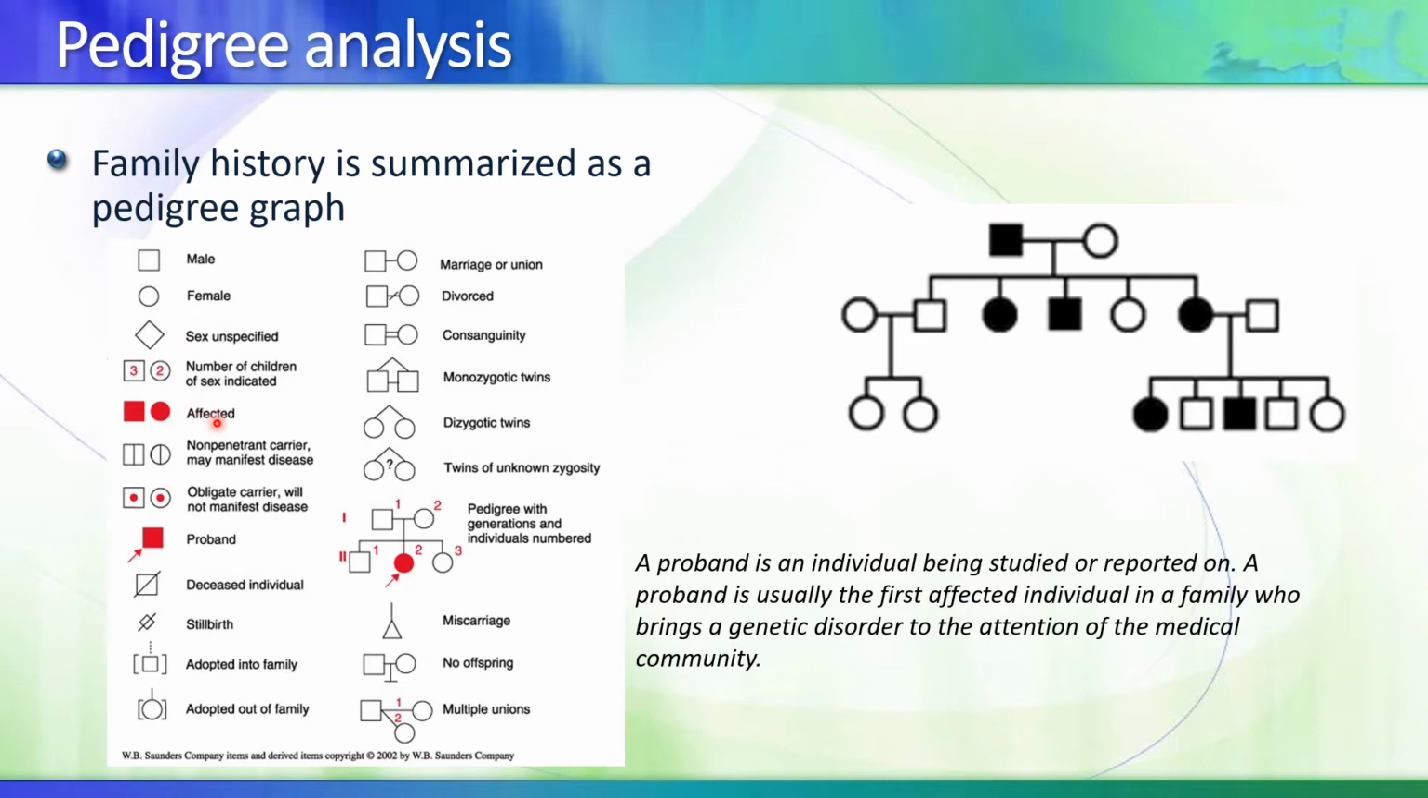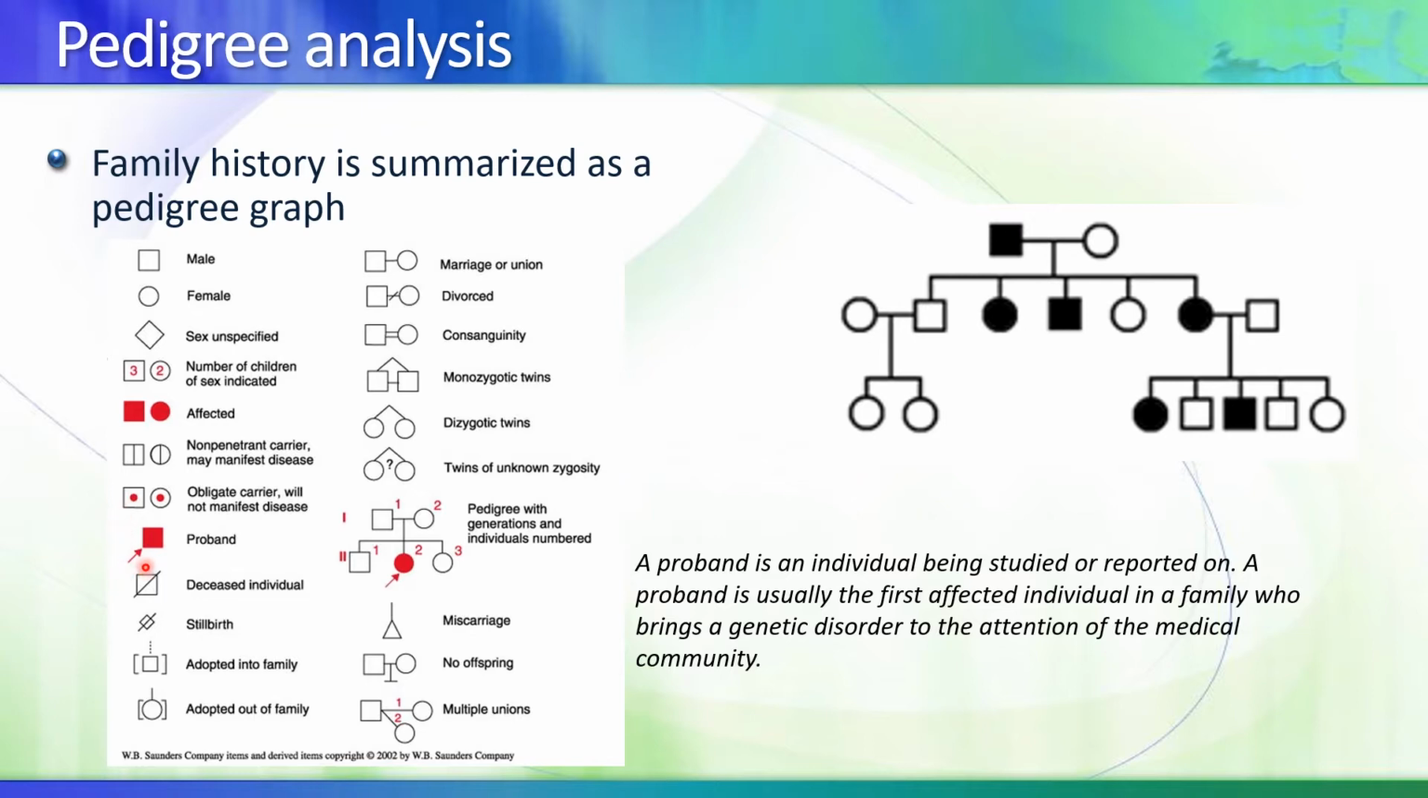Sometimes a number of children of a certain gender is illustrated as shown in here. This means that this person is an obligate carrier, and this person does not manifest a disease.